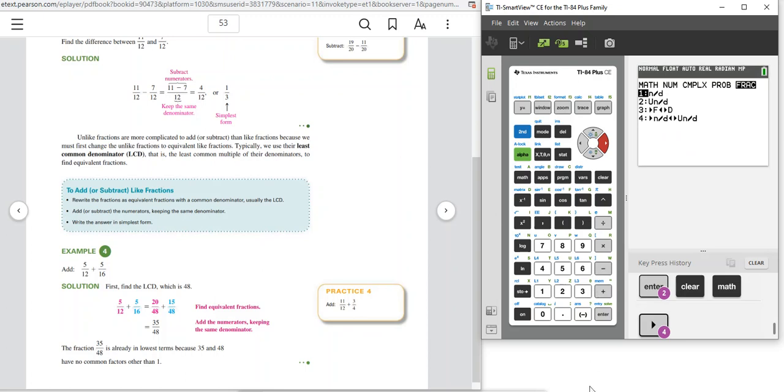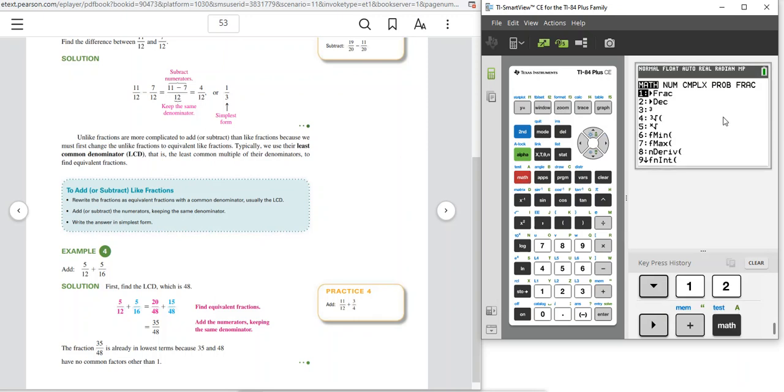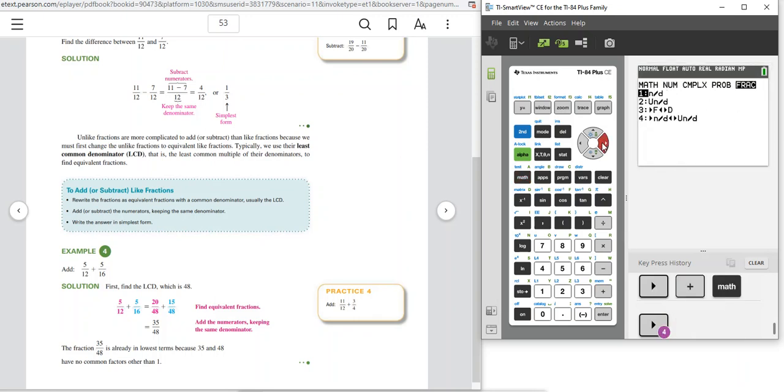So let's see what we got there. Numerator divided by denominator. Enter. It gives you a little symbol there, and it shows you can put in 5 divided by 12. Okay. And then plus, shift plus, and then math, fraction, enter. I'm going to put in 5 divided by 16. 5, go down and put in 16.